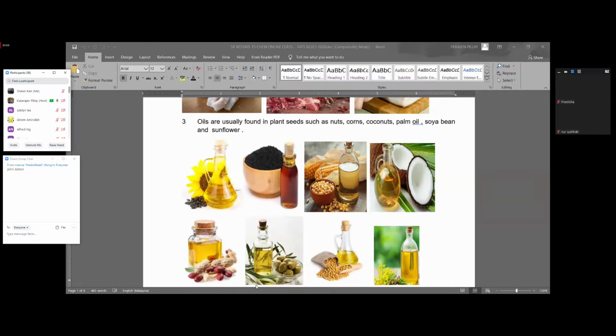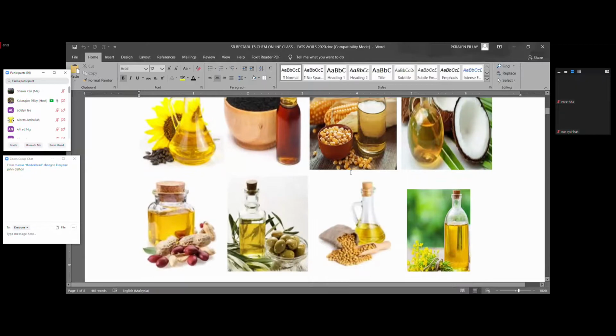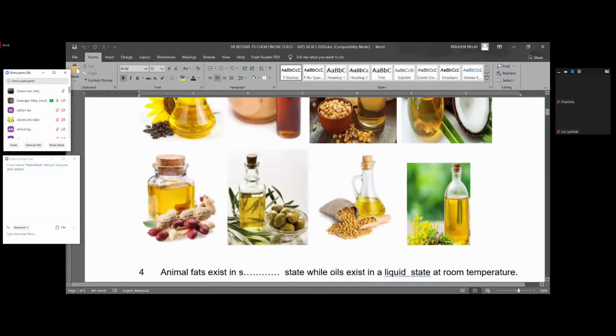Palm oil, we know. Definitely we know palm oil. We have that in Malaysia. Then we have soya bean oil. Yes, soya oil. I'll zoom in a bit. That's your soya oil. Can you see that? Oil from the soya bean. This is olive oil. Can you see here? Look at the picture, olive oil.